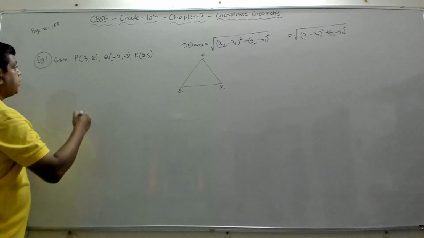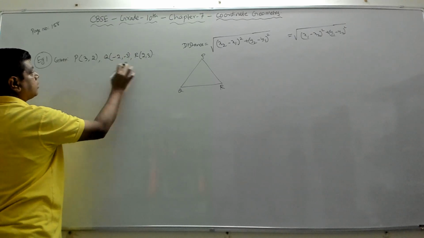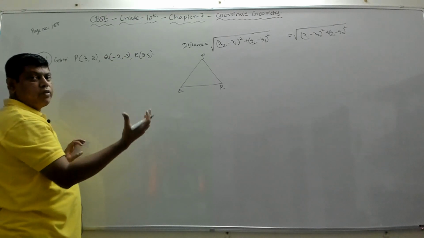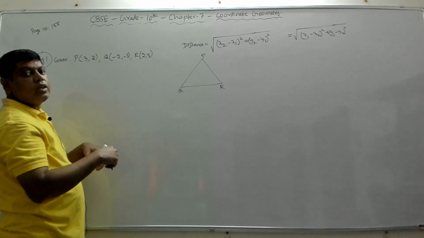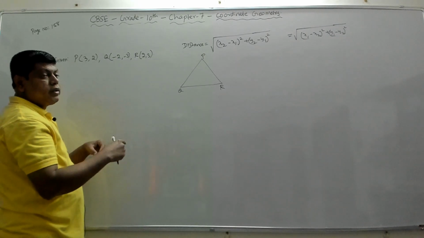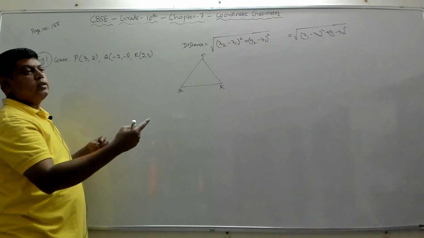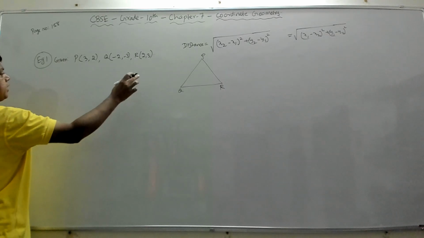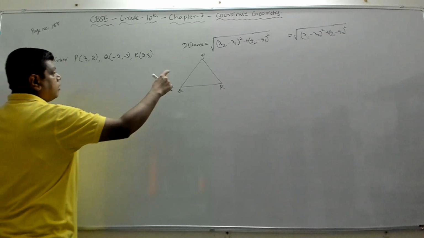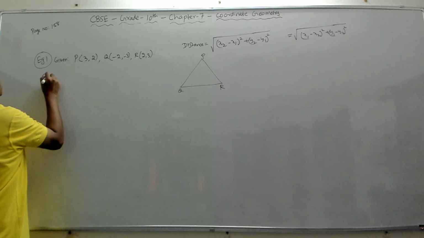Fine, so let's draw that. In this solution, we have to check whether they form a triangle. If they form a triangle, then what is the type of the triangle? These 3 points will form a triangle if they satisfy the triangle inequality: the sum of any two sides should be greater than the third side. So let's find the length of each side, PQ, QR and PR. Let's find that.